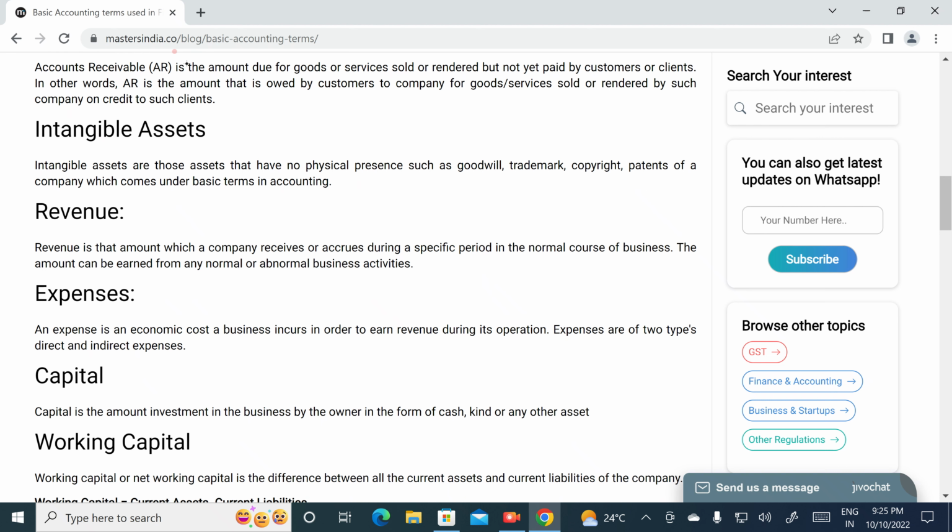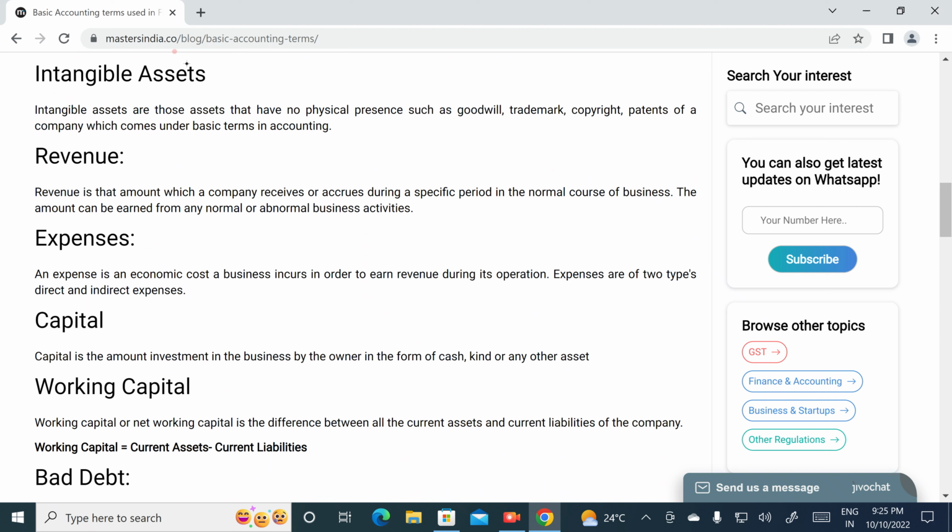Now, next is the revenue. Revenue is the amount which a company receives during a specific period in the normal course of business. If I have a manufacturing organization of dusters and I sell the duster in the market, whatever money I receive in return for this duster is known as my revenue.